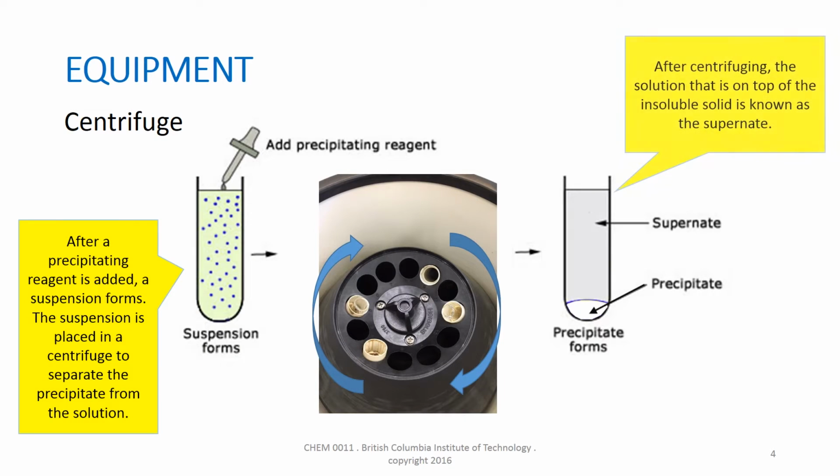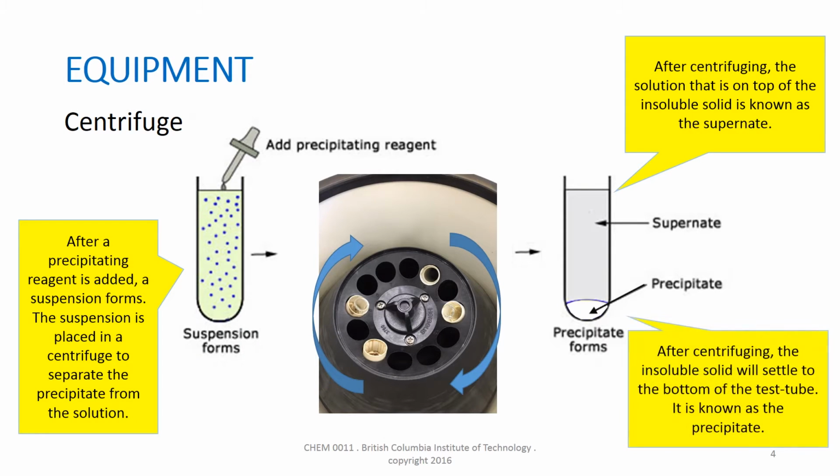After centrifuging, the solution that is on top of the insoluble solid is known as the supernate. The insoluble solid will settle to the bottom of the test tube. It is known as the precipitate.